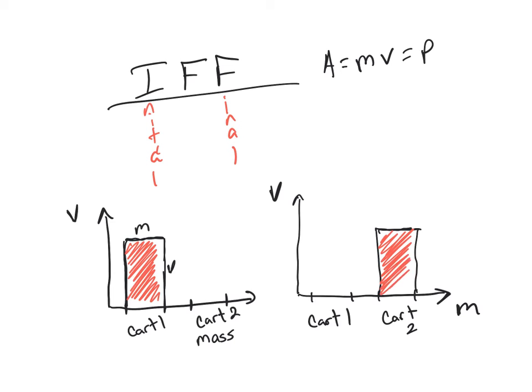Assuming it's the exact same mass, its width is going to be the exact same. And so our final momentum, again, is going to be mv here. Because the mass and the velocity are the same for each, the areas of both of those bars should be the same. And so we see that our initial and final momentum are identical.